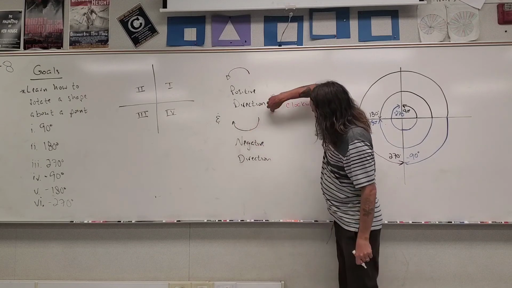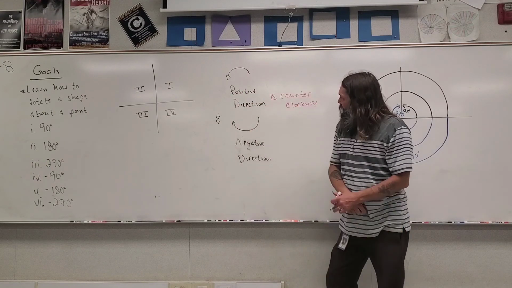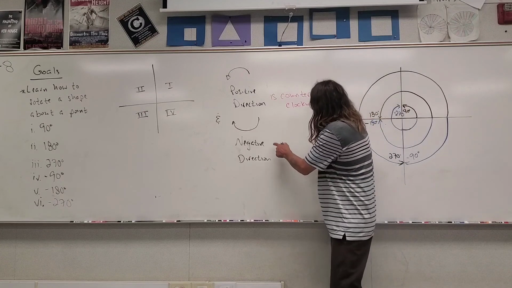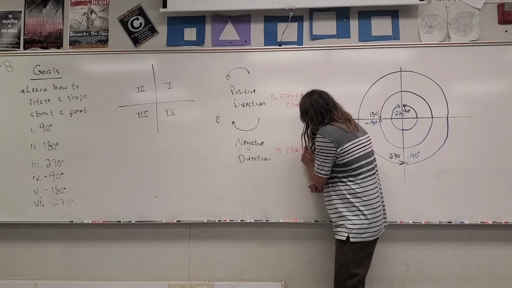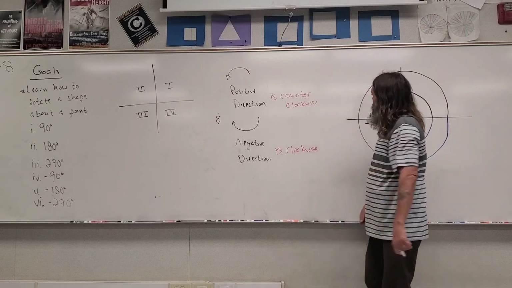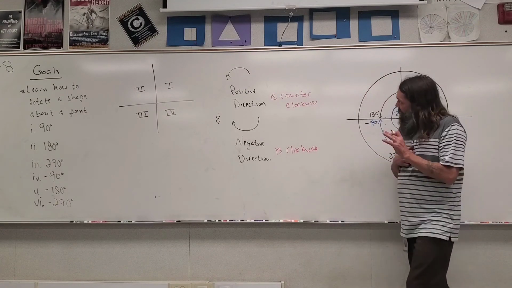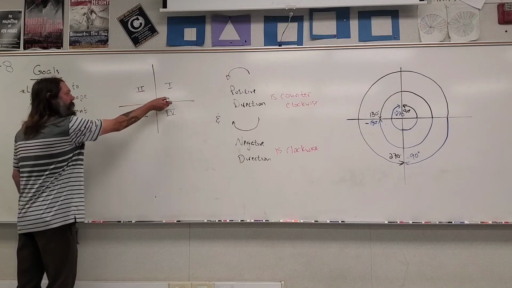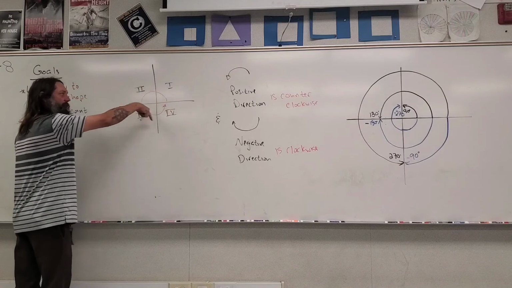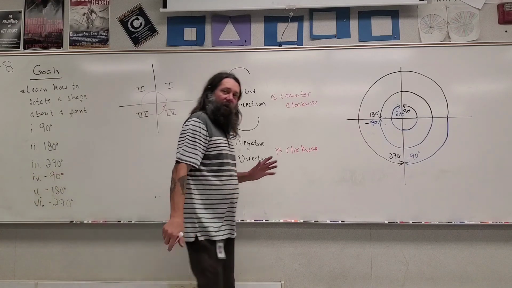And if we spin in a clockwise direction, that's considered negative. So a negative direction is clockwise. Okay? So let's make sure we remember that. Now, if we forget, we can always come back to our coordinate plane, and you see that we count in that direction. So hopefully that helps us to remember.